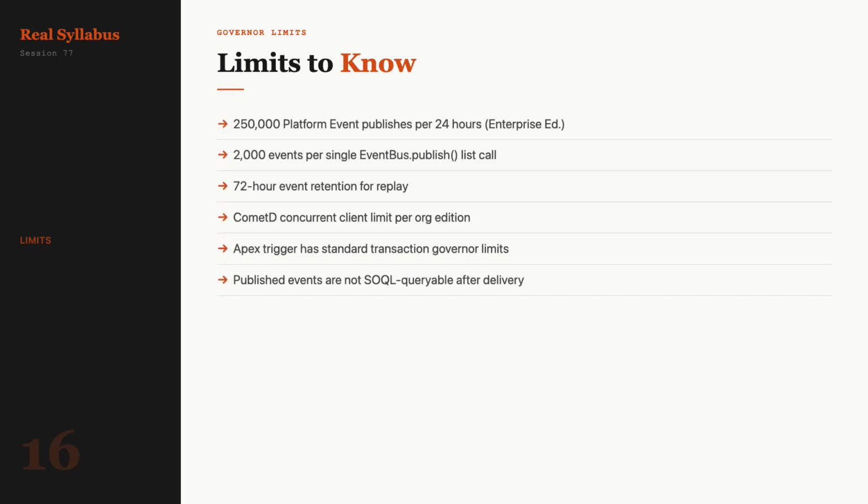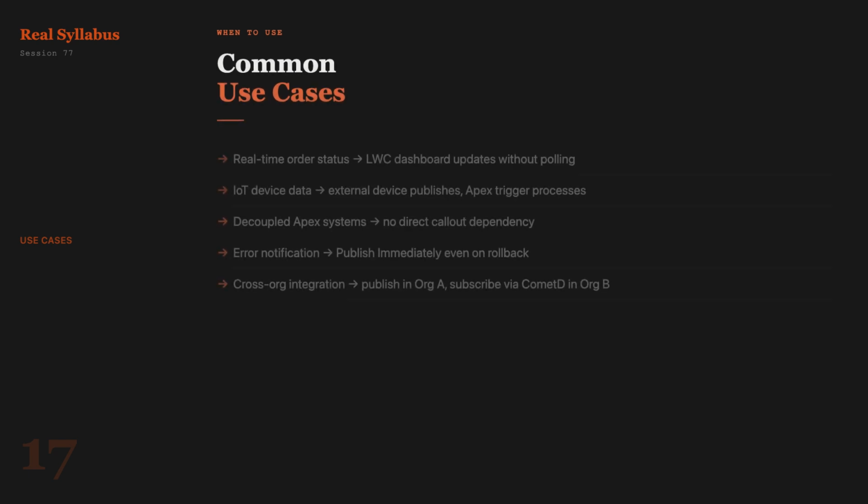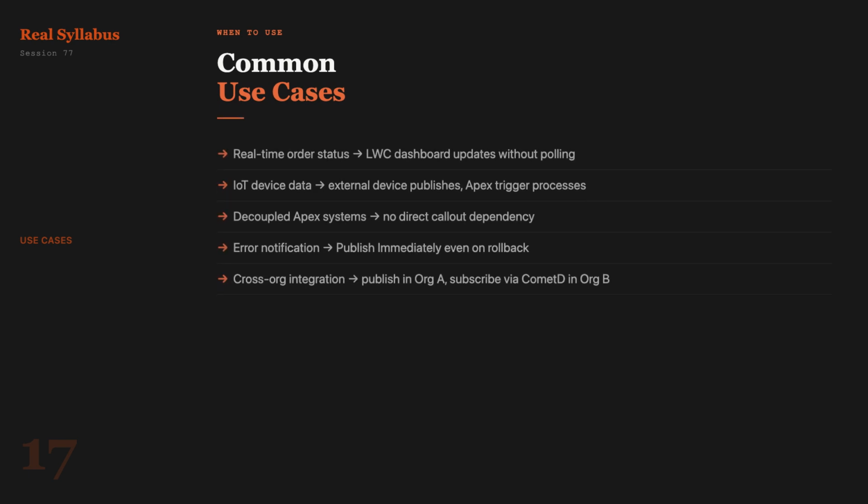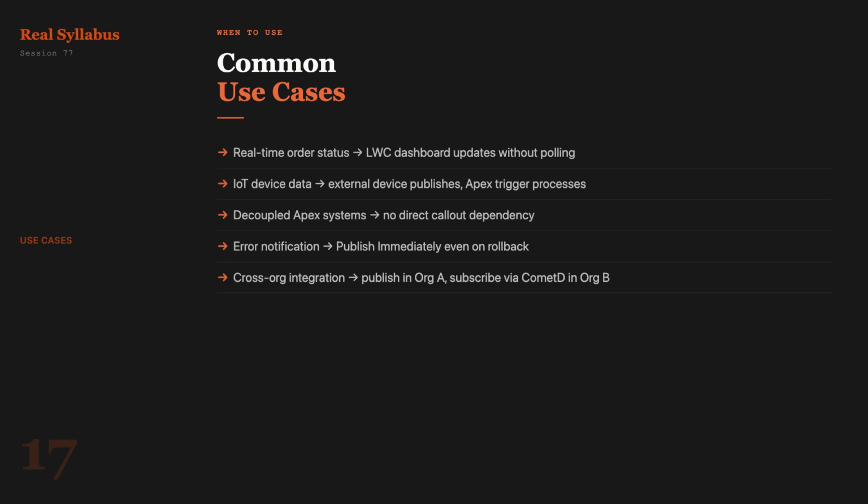The before and after comparison. Before: polling every 30 seconds, handling timeouts. Both systems must be available simultaneously. Subscriber outages cause publisher errors. After: publisher fires and continues. Subscribers receive when ready. Missed events replay from replay ID. Adding new subscribers requires 0 changes to the publisher.